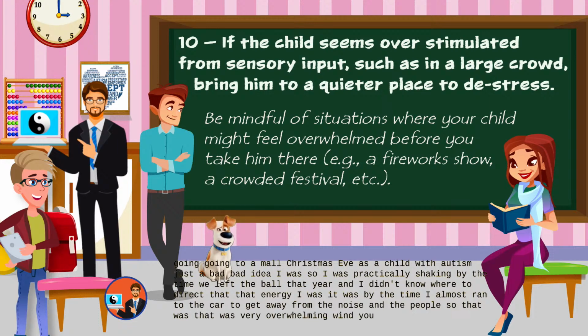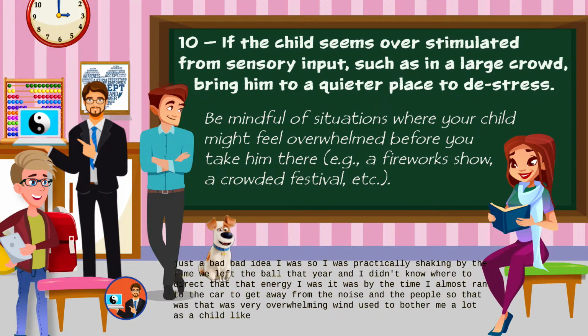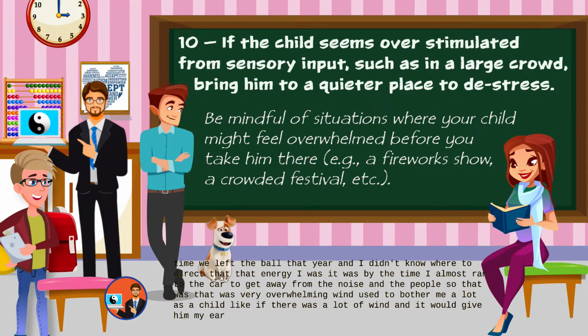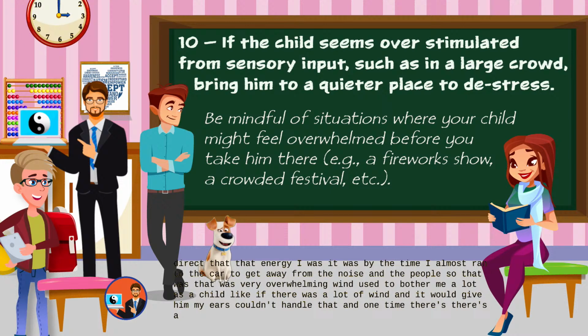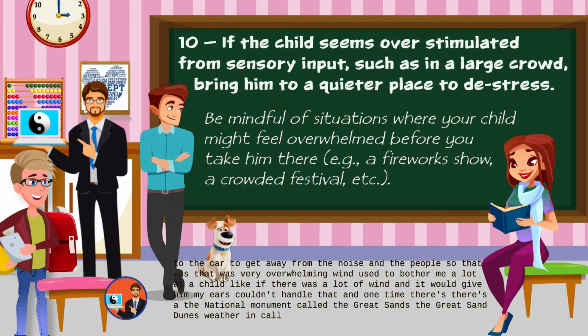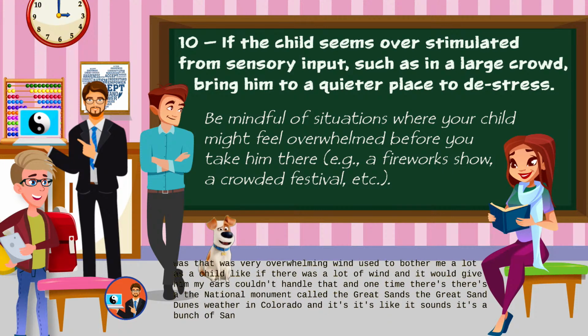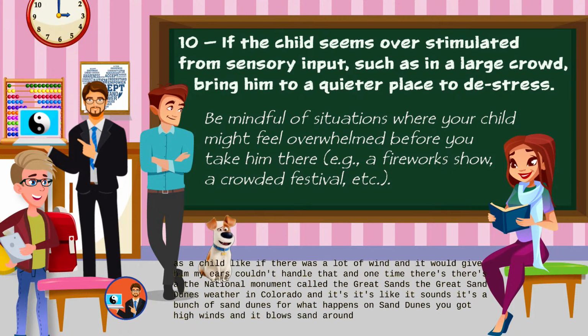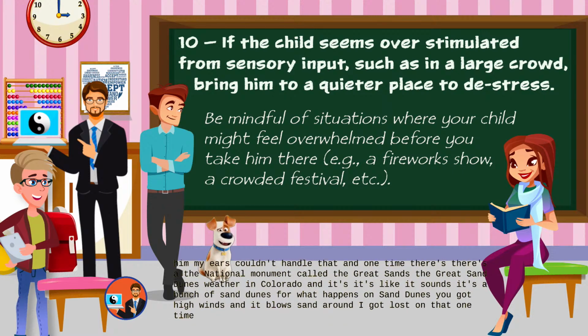Wind used to bother me a lot as a child. Like if there was a lot of wind and it would get in my ears, couldn't handle that. And one time, there's a national monument called the Great Sands, or the Great Sand Dunes rather, in Colorado. And it's like it sounds. It's a bunch of sand dunes. Well, what happens on sand dunes? You get high winds and it blows sand around. I got lost on that one time as a child.